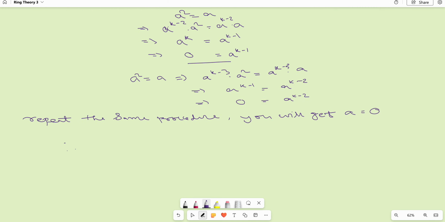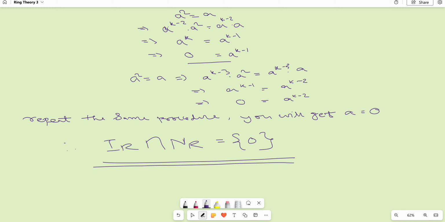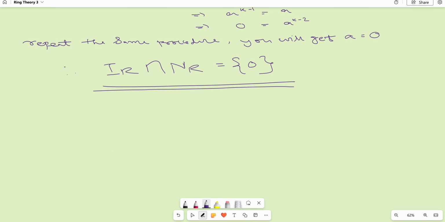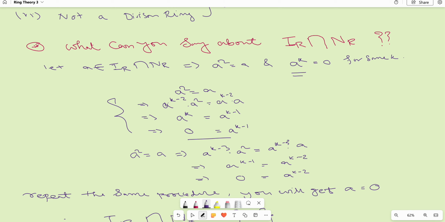So I(R) intersection N(R) is {0}. I am not defining here a power set of natural numbers; for any ring, I(R) intersection N(R) is always {0}. So the argument is here, and you can proceed like that. A^(k-1) is 0, A^(k-2) is 0, similarly A^(k-3) is 0, A^(k-4) is 0, and similarly you will get A to be 0.